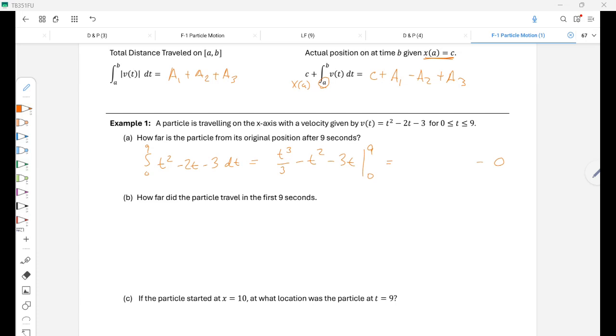So this ends up being 9 cubed over 3, which actually isn't too bad to figure out, minus 9 squared minus 3 times 9. What I would do instead of 9 cubed over 3 is I'd only do 9 squared, and then I've got a 9 divided by 3. So I'd take 9 squared and multiply that by 3. So that's 81 times 3, which is not too bad in the head. 81 times 3 is 243.